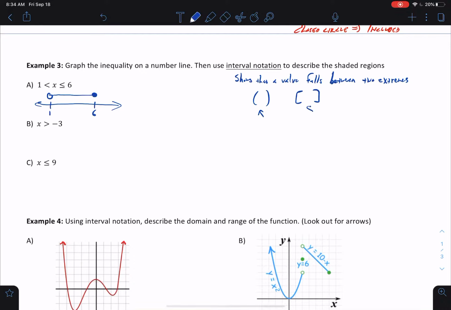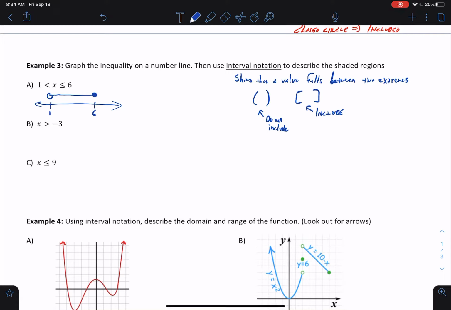Brackets mean we include the number. Parentheses mean we do not include the number. Include, my spelling's off this morning.